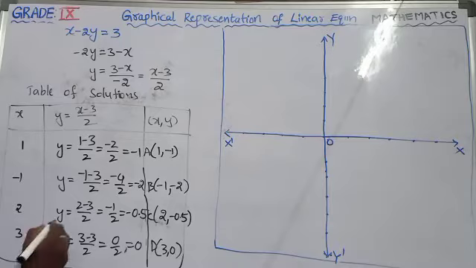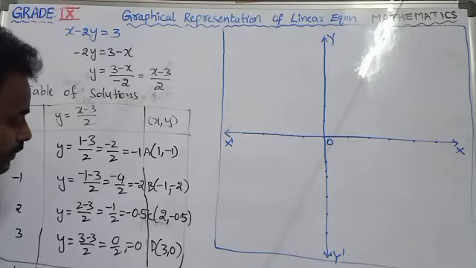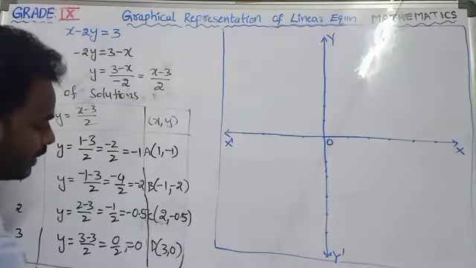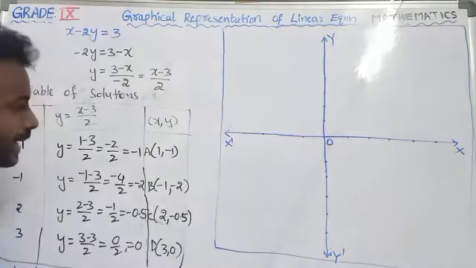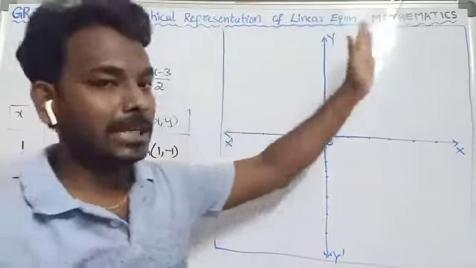So here what we do after that means you need to locate these points on the graph sheet. So locate the solutions on the graph sheet. So we get a straight line. Now look at a graph sheet, which appears as a rectangle shape.